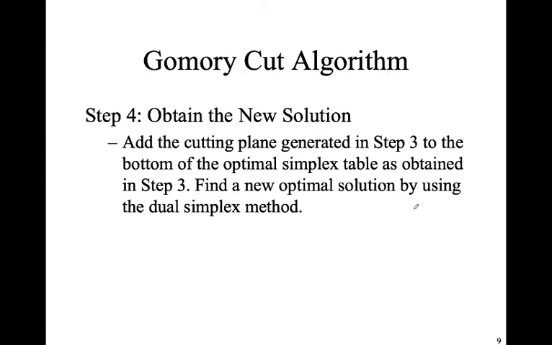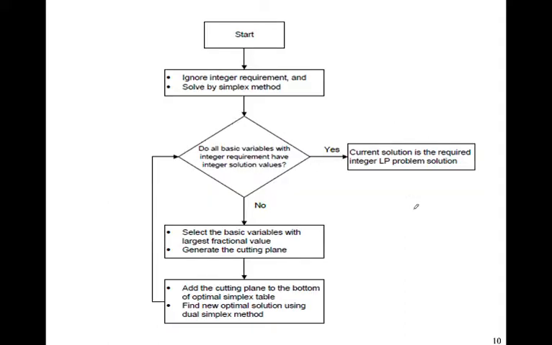Let us summarize these steps one more time with the help of this flow chart. First of all, if an integer programming problem is given to us, we have to ignore all integrity constraints and consider it as a simple linear programming problem. And if a linear programming problem is given to us, then we have the simplex method to find its solution.